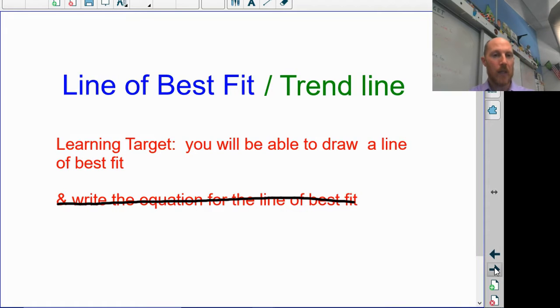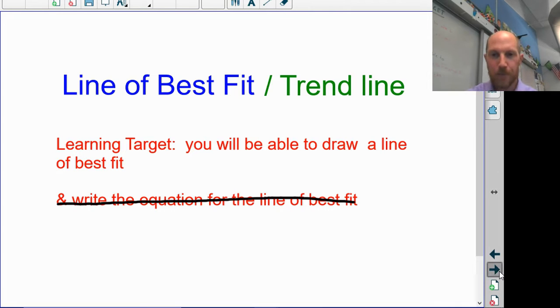Nice. Today we are looking at how to find a line of best fit, also sometimes called a trend line. Our learning target for today is you'll be able to draw a line of best fit. You can see there's another learning target here crossed off. We're not going to do the equations this time, but that is coming, and we'll just keep that in the back of our minds.